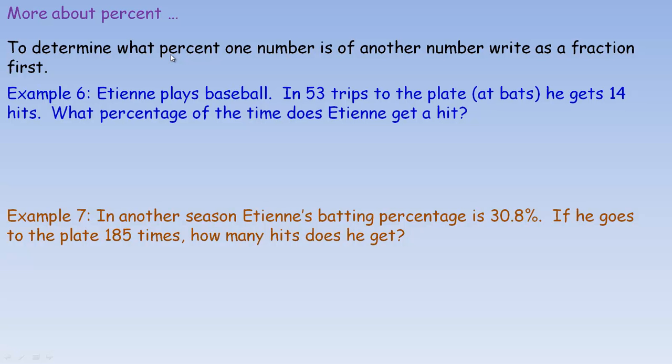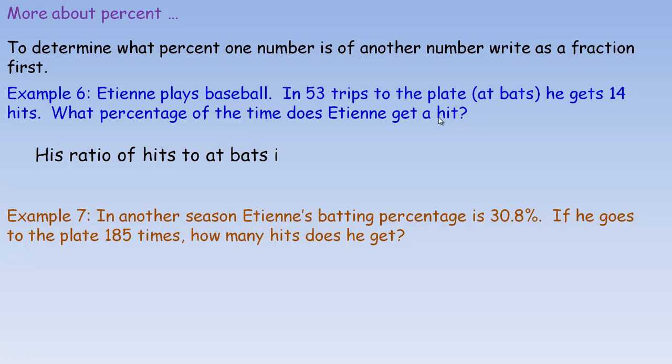So Etienne plays baseball, and we're told in 53 trips to the plate, they're called at-bats if you know much about baseball. So an at-bat is when you go up to the plate and you get to swing the bat to try to hit the ball. He gets 14 hits, so he actually hits the ball 14 times out of 53 trips to the plate. So the question is, what percentage of the time does Etienne get a hit? Which is really the same thing as calculating what's called his batting average.